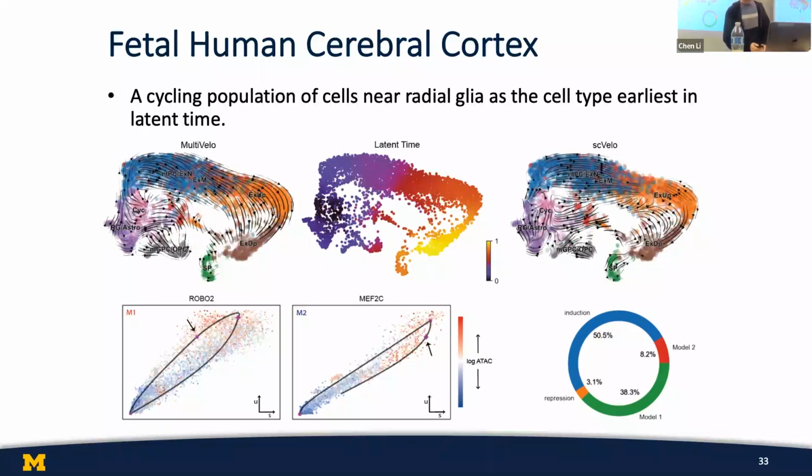RNA velocity, again, has some more backflows along the lineages that we don't want. Just like mouse brain, again, we see some genes belonging to the model 1 pattern and the model 2 pattern. Robo2 is a clear model 1 gene. The highest chromatin accessibility precedes the highest unspliced expression.